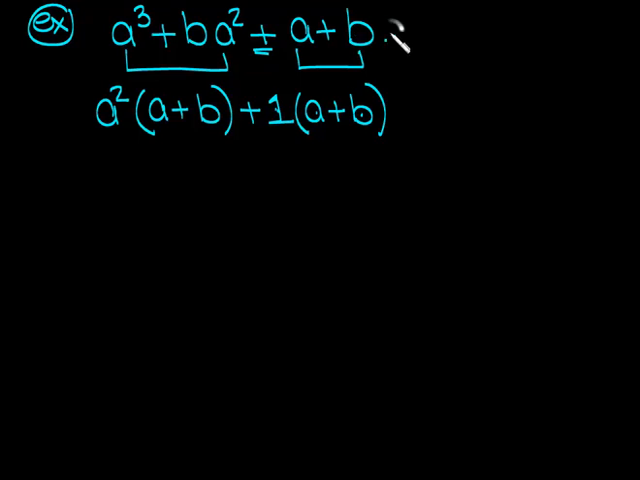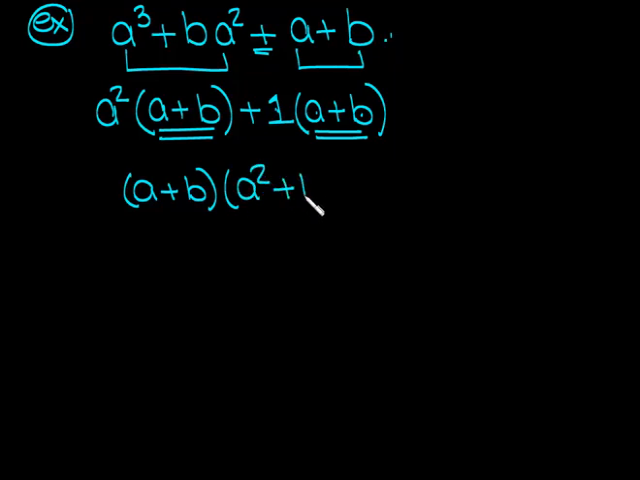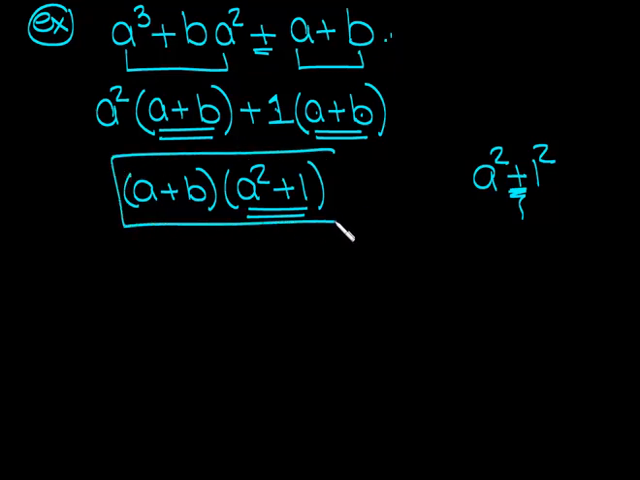We started with 4 terms, down to 2 terms. What's common in these two terms? A plus b and a plus b. So let's take that out. You're left with a squared plus 1. Now you might be tempted to break this down further, because 1 can be written as 1 squared, so I get a squared plus 1 squared. But the only problem is this is a sum. There's no formula for sum of two squares. So this is the best we can do here. Okay, and that's how you factor a 4-term polynomial.